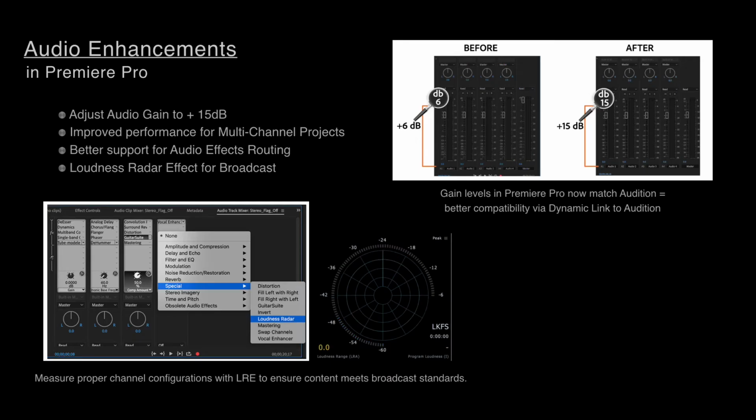And then there's this new thing called the Loudness Radar effect for broadcast, which really allows you to check that your signals in different channels are meeting broadcast standards. So that's something that was added as well and is available in the audio track mixer.